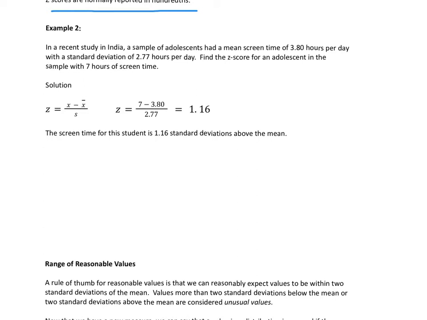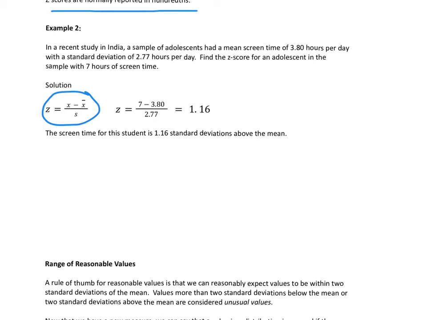So let's go ahead and calculate a z-score. This time we are using the formula for a sample. X bar represents the mean of the sample, s represents the standard deviation of the sample. Okay, and it's asking about one singular adolescent. Actually, it doesn't say student. One singular adolescent who had 7 hours of screen time. Well, obviously that is well above the mean. But with such a high standard deviation, it's not that many standard deviations above the mean.